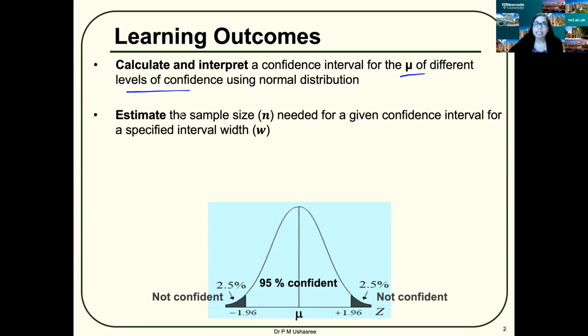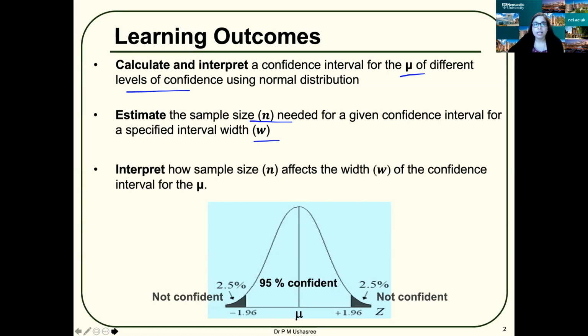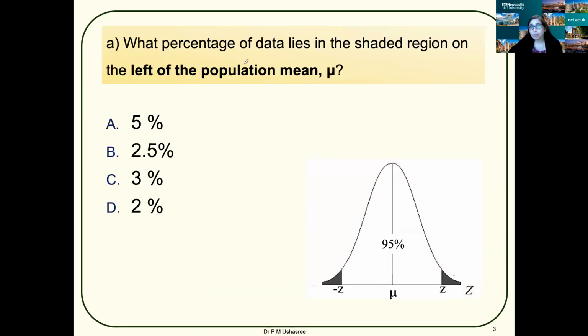You should be able to estimate the sample size needed for a given confidence interval for a specified interval width W. And finally, you should be able to interpret how the sample size affects the width of the confidence interval for the population mean. Before that, I want you to read these questions and answer the question on the side, please.